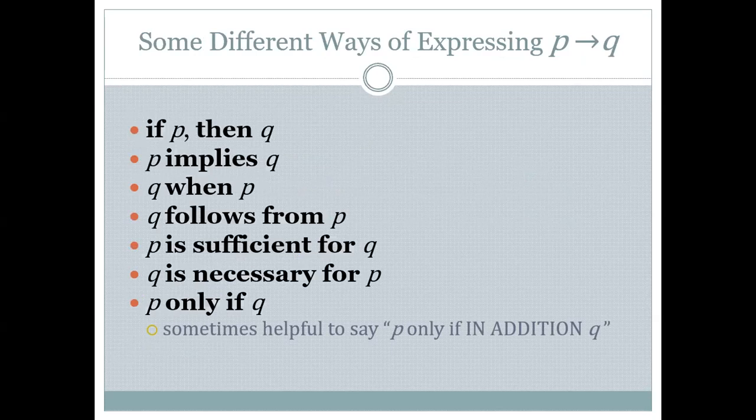Q is necessary for P. Okay, that means that if P happens, Q necessarily happens. Does that make sense? It's kind of awkward language. P only if Q. By the way, P if and only if Q is the biconditional. Another way to say that is P is necessary and sufficient for Q, right?